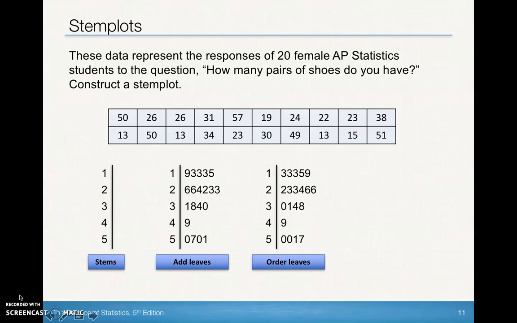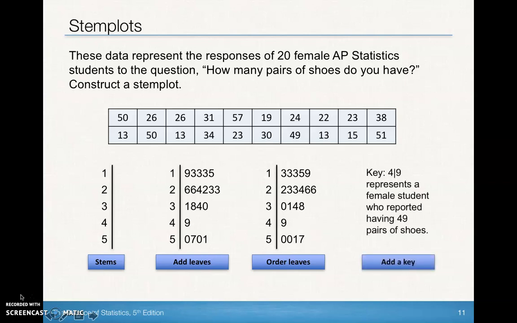Make sure that every single number is represented. Even though there are 3 13s in our list of data, all 3 of them needed to be represented in my stem and leaf plot. The last thing you need, and the most commonly missed thing that people lose points on when drawing a stem plot, is a key. 1 line 3 represents 13. So you have to have a key to show that. So the key 4 line 9 represents a female student with 49 pairs of shoes.